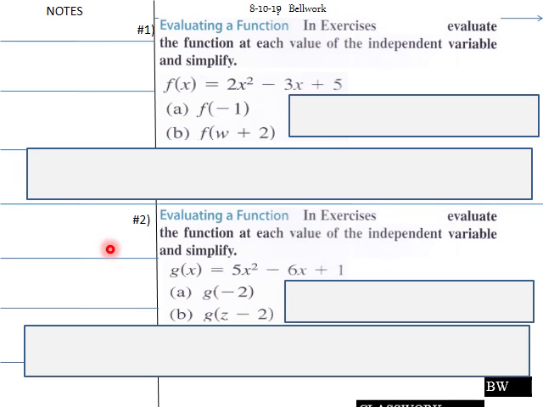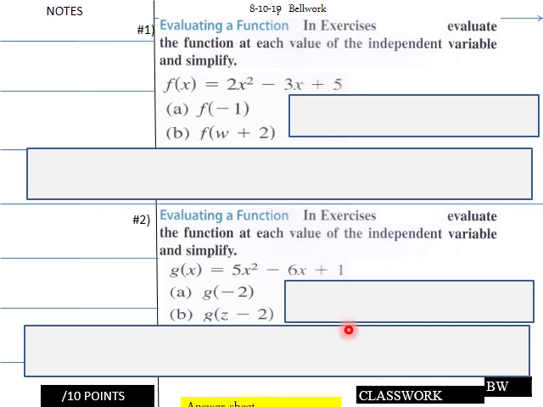Hello, everybody, and we're getting into our bell work here, teachers. This is today's bell work. You have two problems here to evaluate a function at each value of the independent variable, then simplify for number 1 and number 2. Give your students about 6-7 minutes to do these.